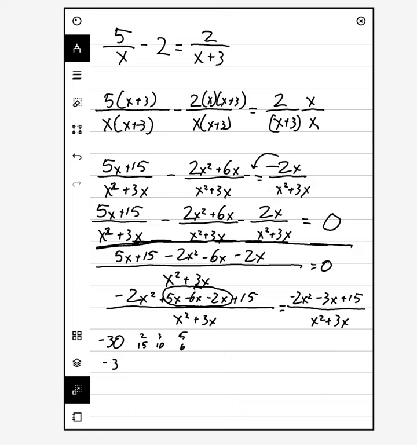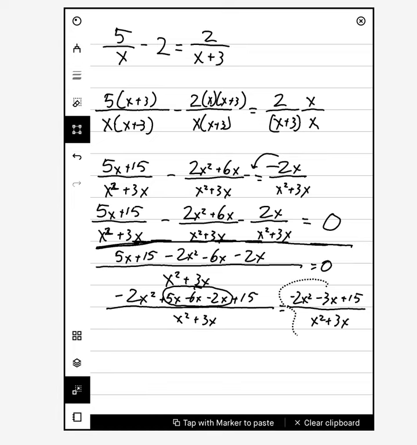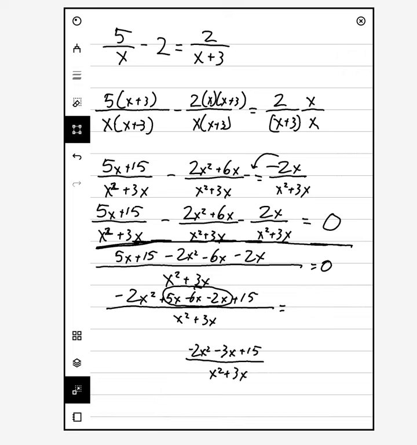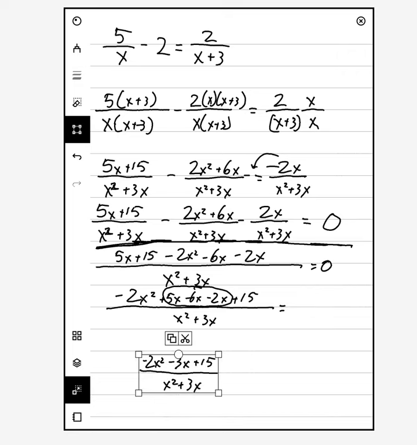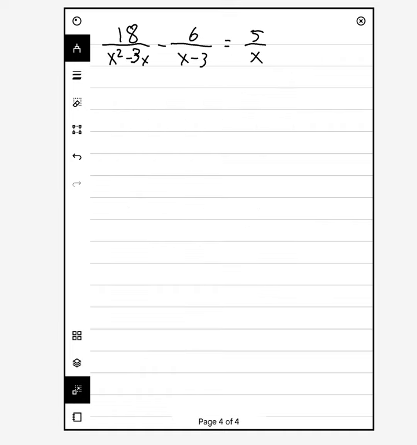Okay, well, in that case, we just leave it like this, and this is our final answer. We're going to say this is equal to 0. Ta-da! Okay. One more example.